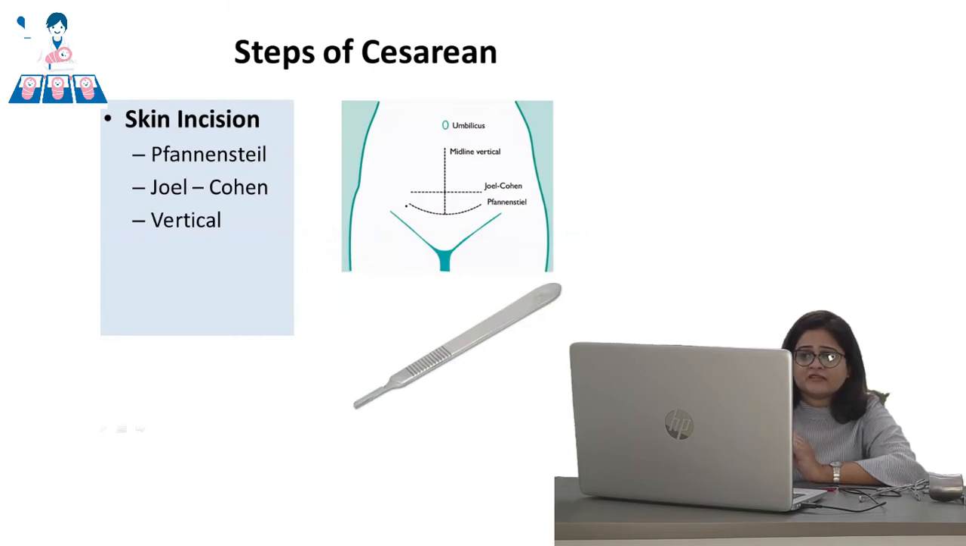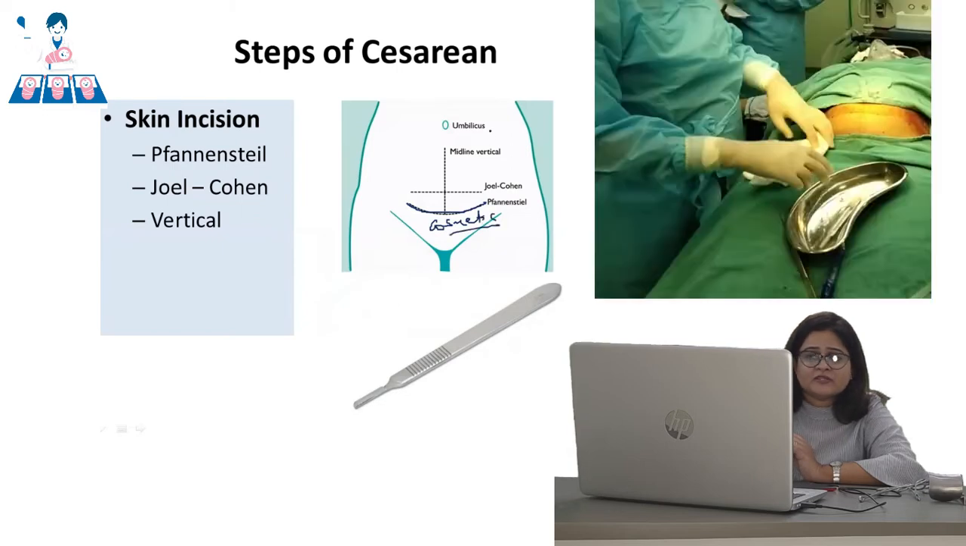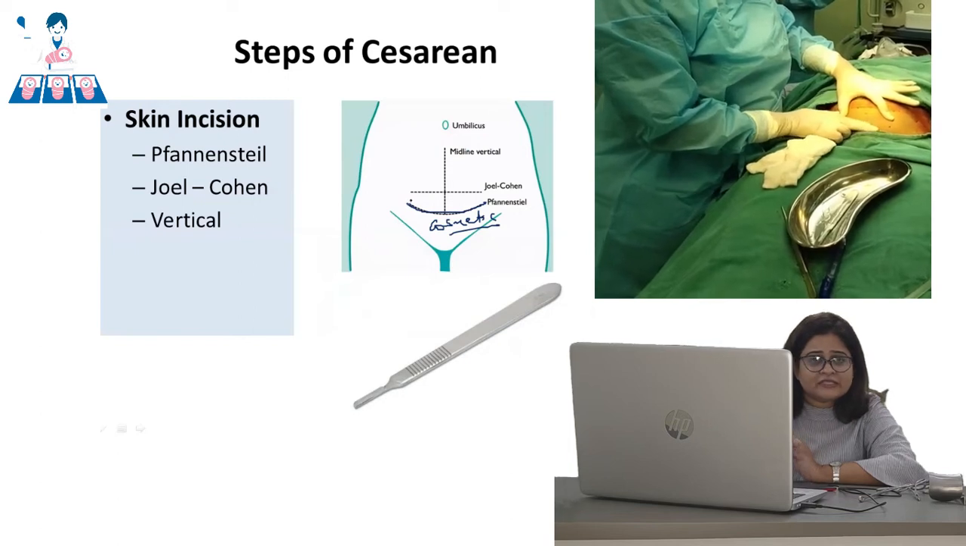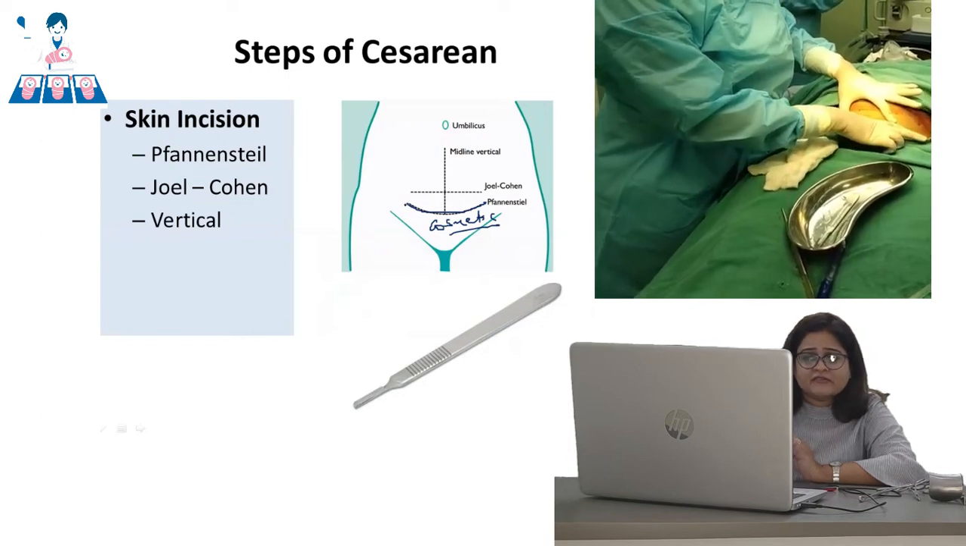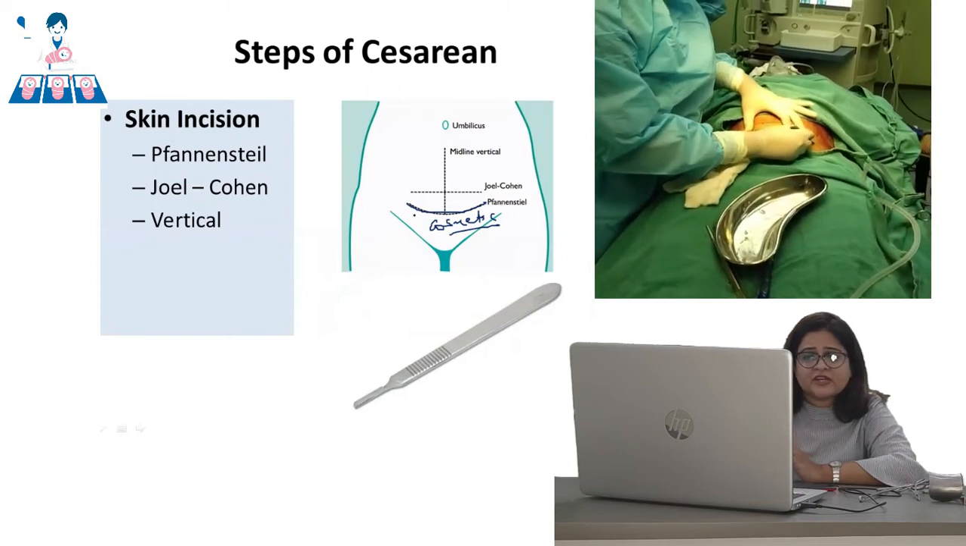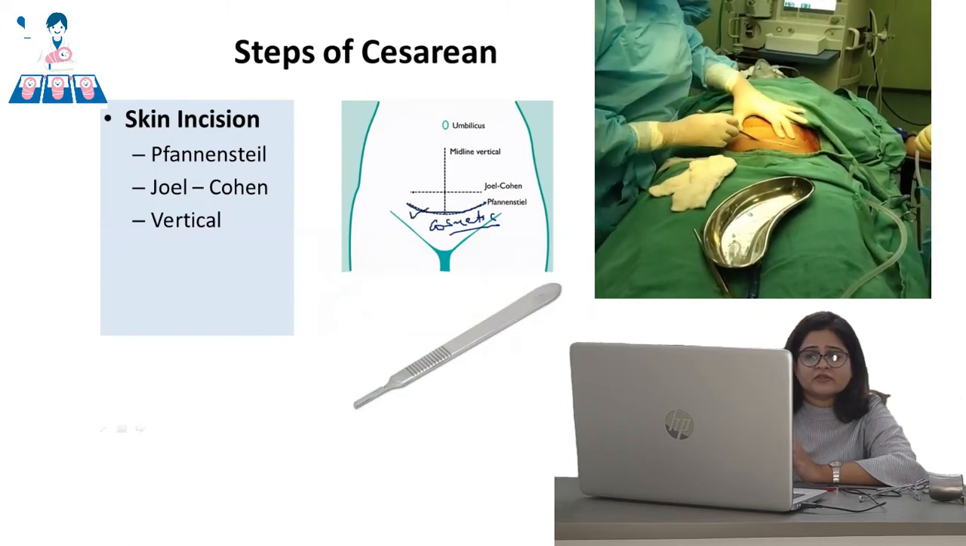So this is a Pfannenstiel. It is also called a curvilinear or a smiling incision. It has very good cosmetic appeal because it is along the lines of the abdomen and it has good healing and it is barely visible. It is just above the pubic symphysis in a curvilinear fashion. It is the most common incision given.